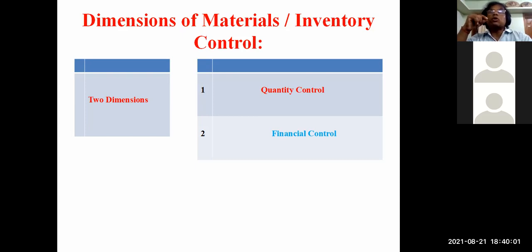Quantity control: you have to control your quantity. Quantity should not be too much, quantity should not be too less, you have to maintain it. And financial control: you have to control how much money is involved, how much money is blocked there. These controls are there, and you have to maintain accounts. So I am taking up these things again. Next slide.